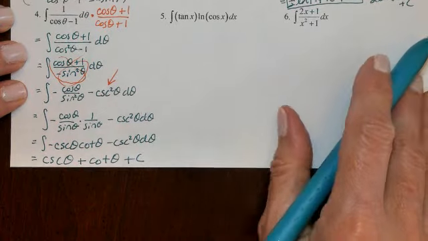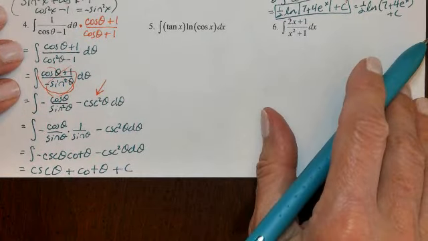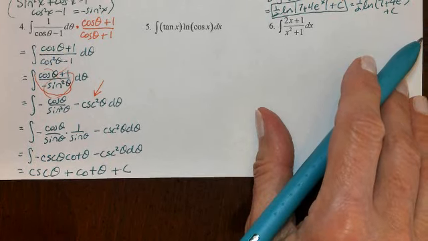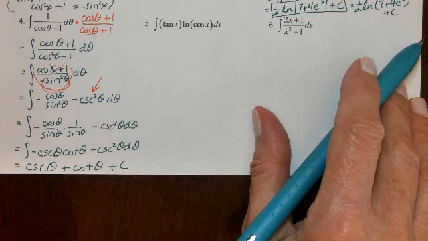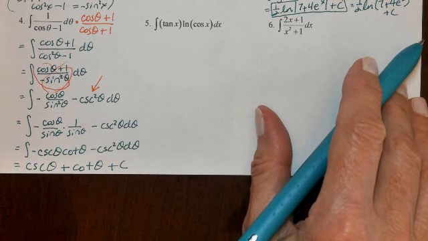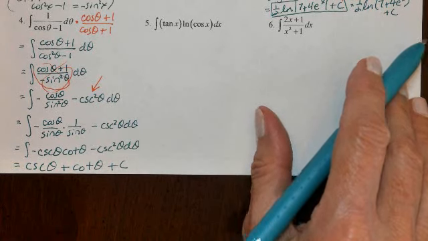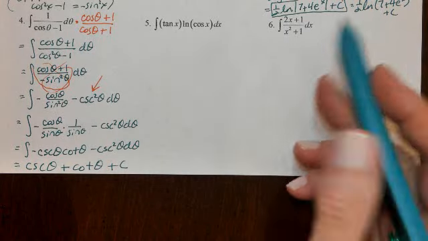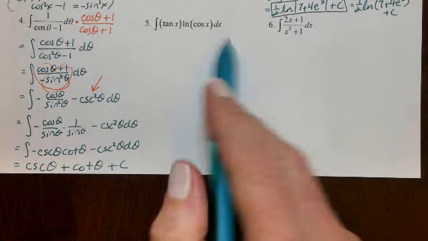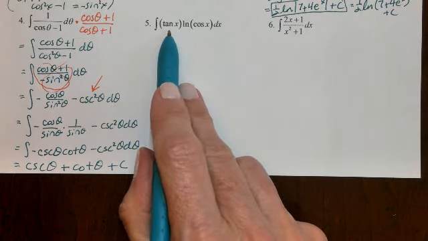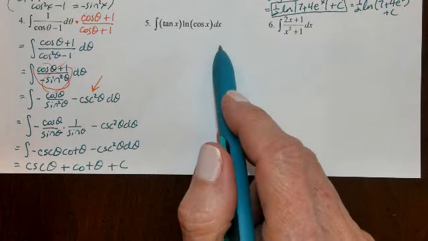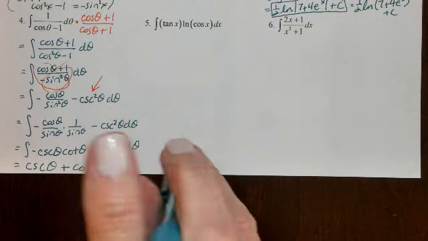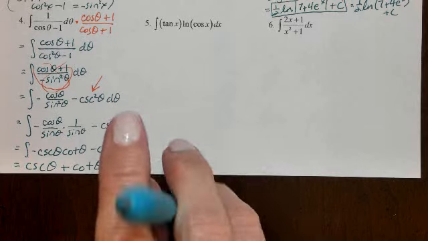All right, number 5. What about this one? Well, we can't multiply by a conjugate this time. There's not a conjugate involved. We could change tangent to sine over cosine, but then what? I don't know. What do you think? I think we just need to try something.